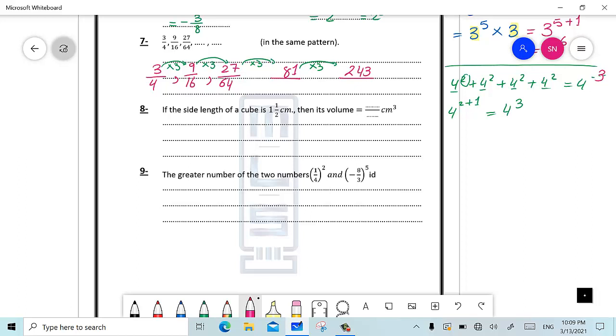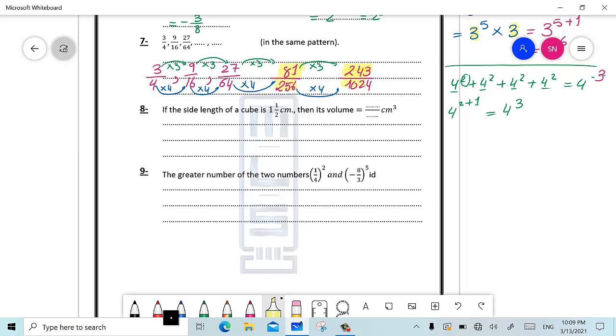Let's go now for the denominator. I multiplied 4 by 4 to get 16, 16 by 4 to get 64, so I'm going to multiply by 4 and I'm going to have an answer of 256, and I'm going to multiply 256 by 4, so I'm going to have an answer of 1024. So here are the two terms missing in the pattern. And now let's go for question number 8.